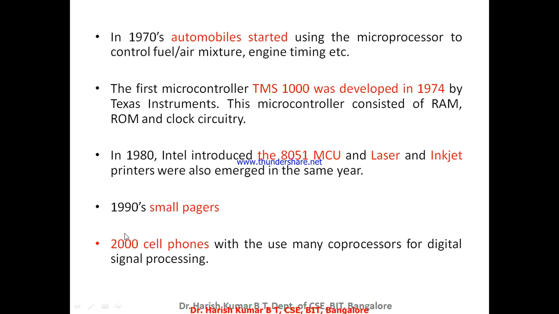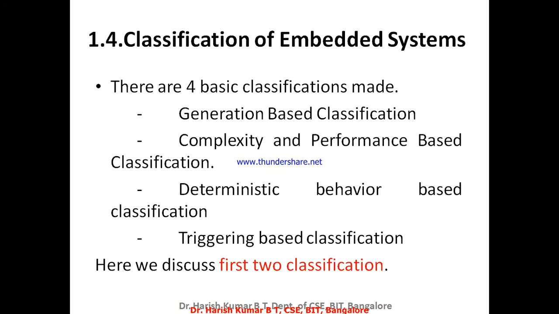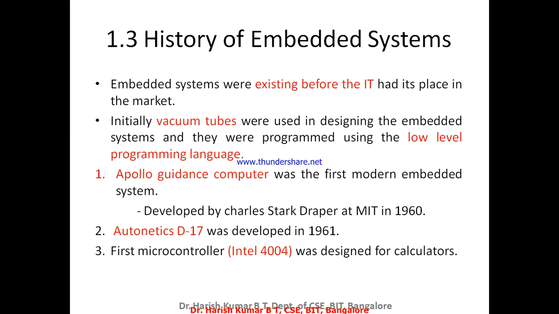Later, in the year 2000, cell phone popularity increased, and cell phones use many coprocessors for digital signal processing. I don't have to tell much about cell phones. They gained popularity in the year 2000. They started with very basic handsets, and these days we have smartphones and iPhones, which are the most sophisticated cell phones. So that's the history of the embedded system. With this you understood that embedded systems are quite older than information technology.